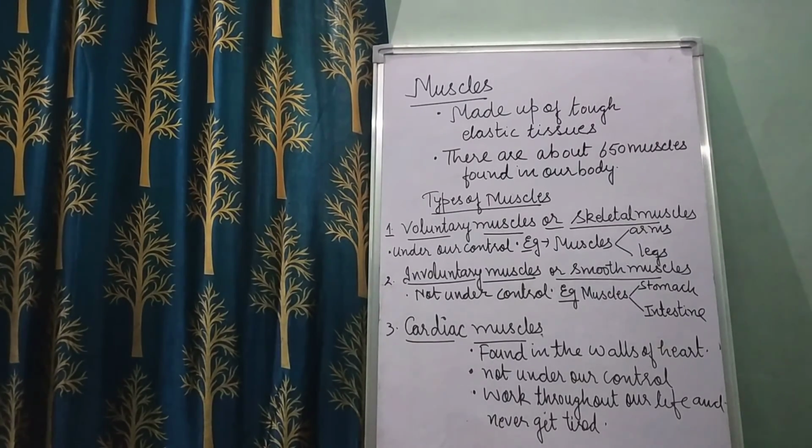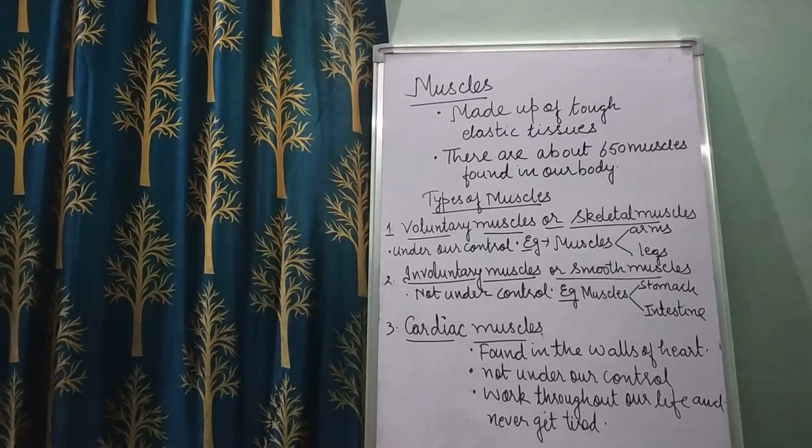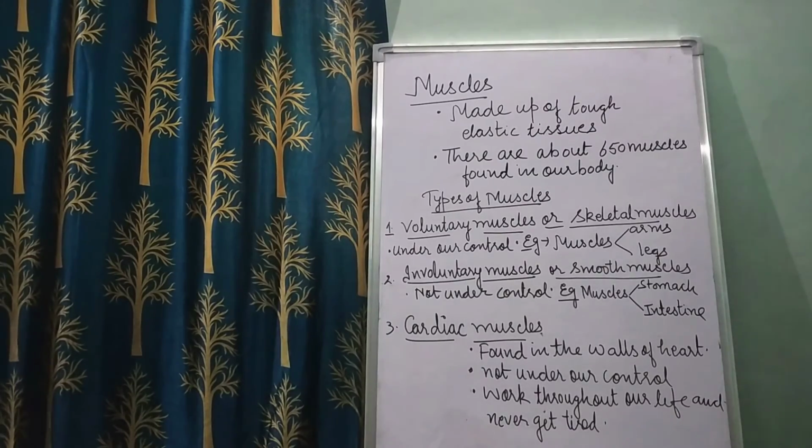Okay, so the muscles are of three types: voluntary muscles or skeletal muscles, second is involuntary muscles or smooth muscles, and the third is cardiac muscles.